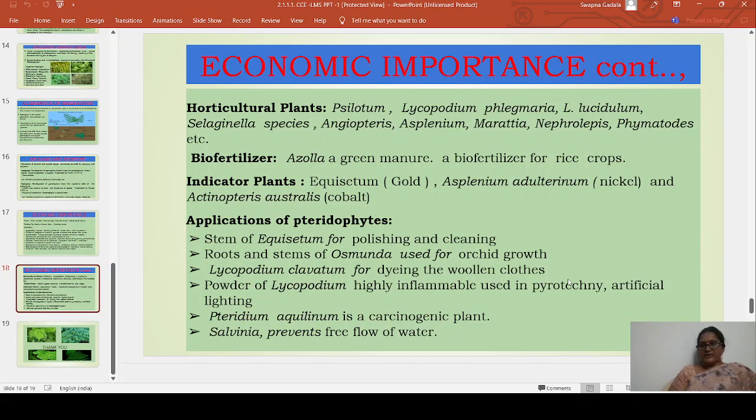Lycopodium powder is used in pyrotechny and artificial lighting processes. Pteridium is a carcinogenic plant which also treats cancer to some extent. And Salvinia is an aquatic plant which prevents the flow of water.